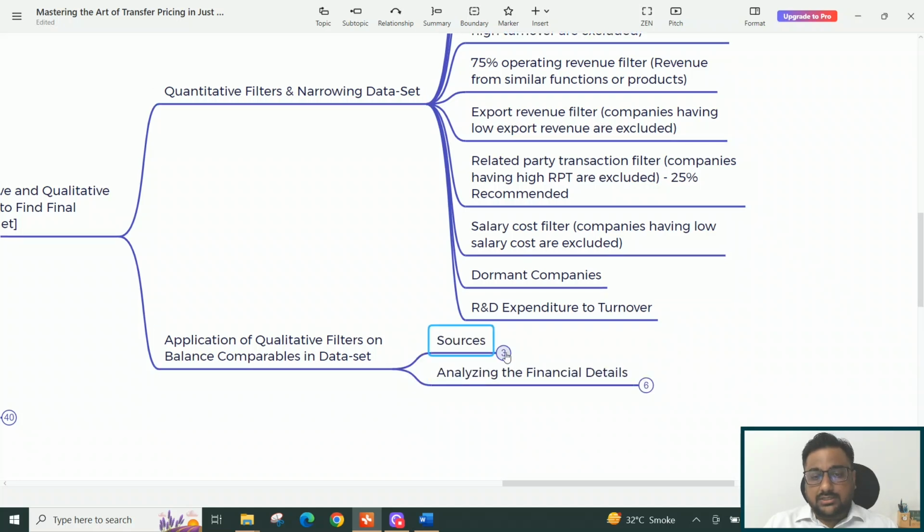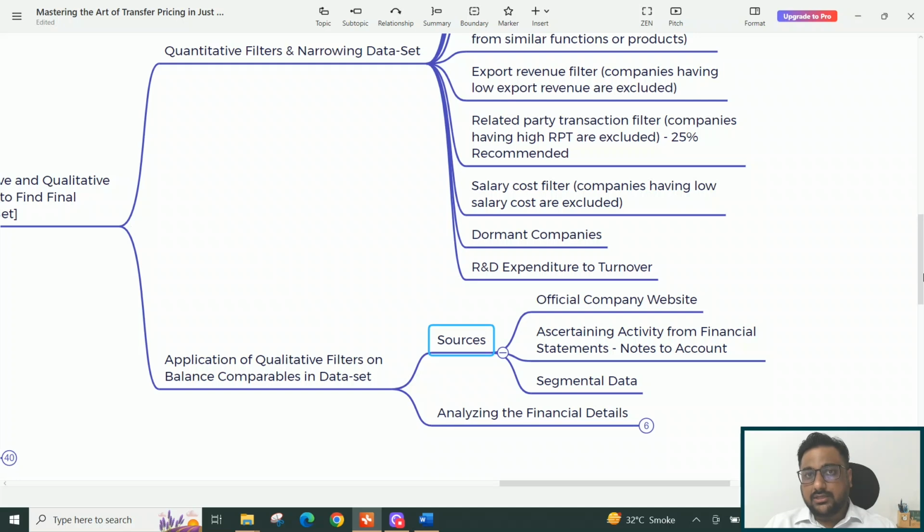So what are the sources? When we are looking after the qualitative aspects, we need to understand from what reliable sources we can get the data of that particular company, for which we need to judge its comparability.